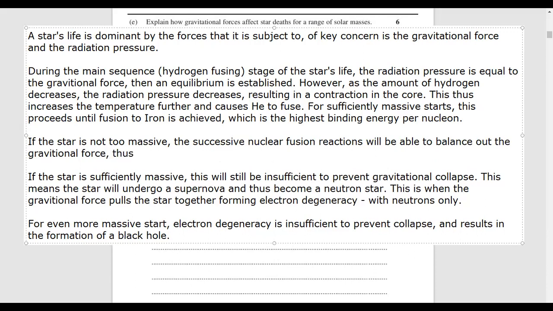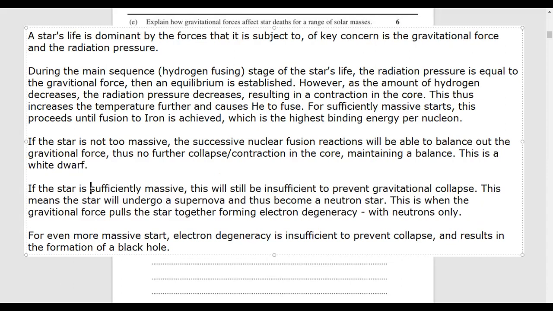Thus, there is no further collapse or contraction in the core, maintaining a basic balance. And this is a white dwarf.